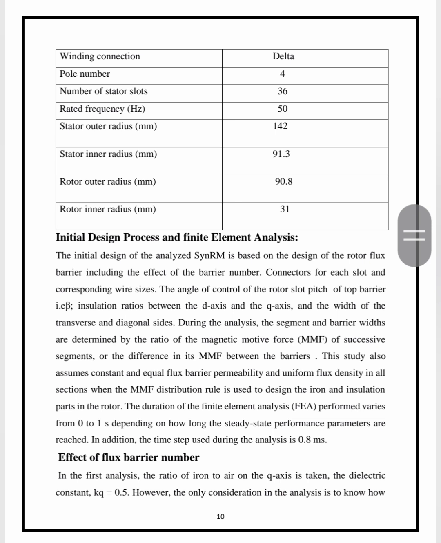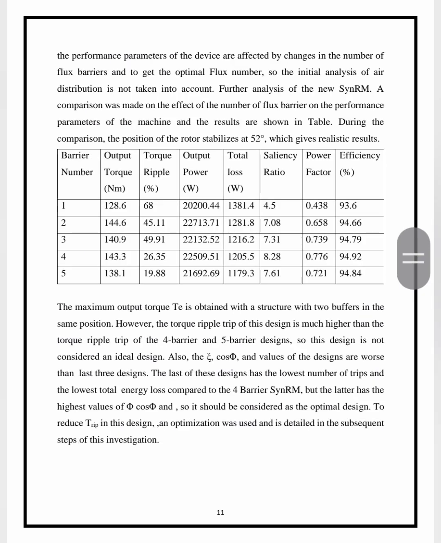However, the only consideration in the analysis is to know how the performance parameters of the device are affected by changes in the number of the flux barriers and to get the optimum flux barrier number. So the initial analysis of air distribution is not taken into account. It is not considerable. In further analysis of the new SynRM, a comparison was made on the effect of the number of flux barriers on the performance parameters of the machine, and the results are shown in the table. During the comparison, the position of the rotor stabilizes at about 52 degrees Celsius, which gives realistic results.